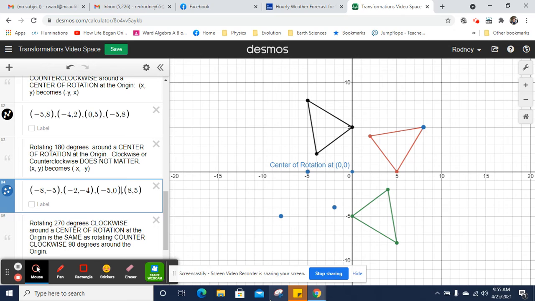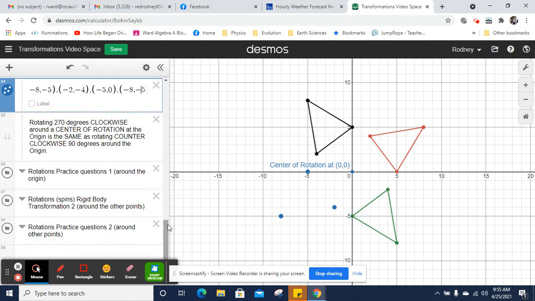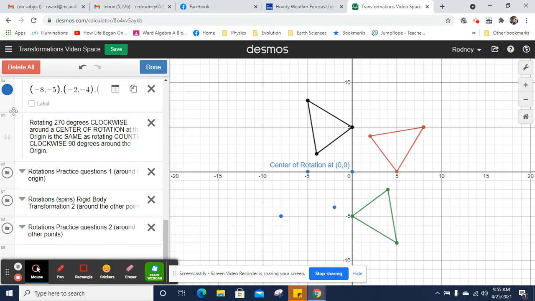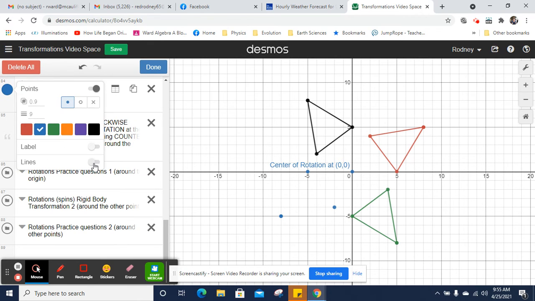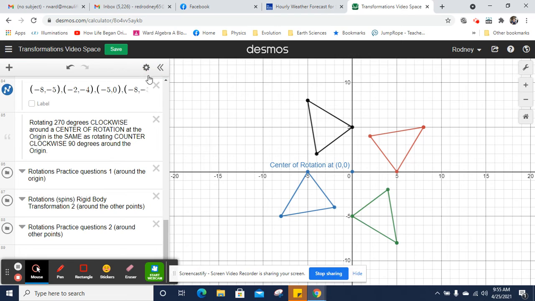Zero doesn't have a reverse zero, and so I have now rotated 180 degrees. Let me go ahead and set that up with lines, and we have our triangle. So we've rotated the object 180 degrees around the origin in either direction. It doesn't matter.